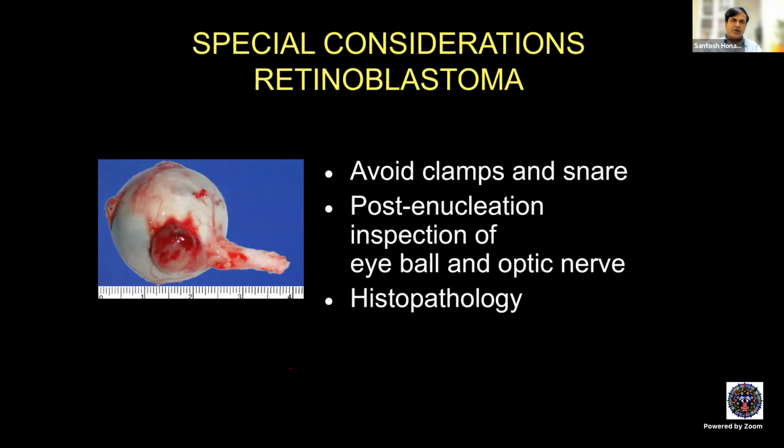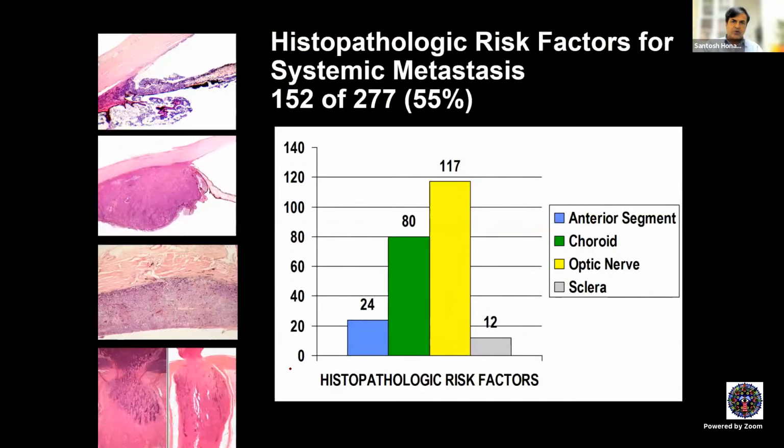Another consideration for retinoblastoma is that, in certain institutes, it is routine practice to use clamps for the optic nerve. People do clamp the optic nerve with an artery forceps and cut beyond that. People use snares. These can alter the histopathology of the optic nerve, and these are generally avoided. It is also mandatory that you inspect the eye completely post-enucleation and also look at the optic nerve. I'll show you that a little later. And finally, follow the histopathology protocol that is supposed to be followed following enucleation.